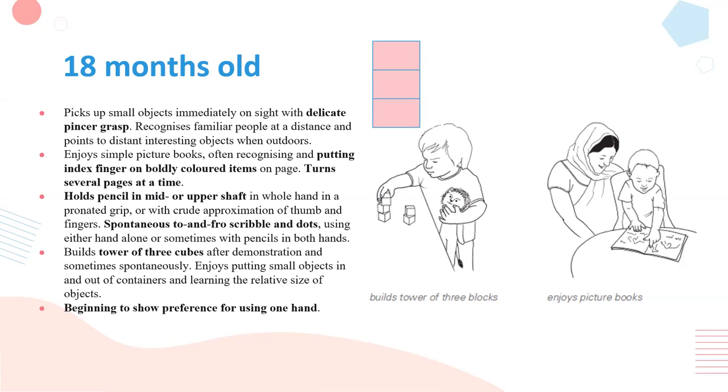with crude approximation of thumb and fingers. And they can do spontaneous to and fro scribble and dots. And they also can build tower of 3 cubes compared to the previous one. They were only able to build tower of two cubes. Okay, and also they will begin to show preference for using one hand.